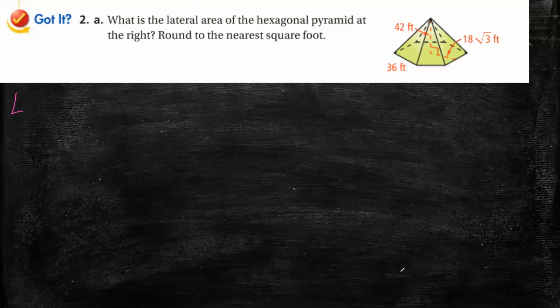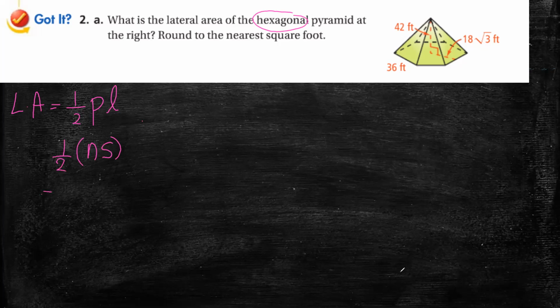We said before that the lateral area is half the perimeter times the slant height. Now, how can we find the perimeter of a hexagonal shape? I'm multiplying 6 by 36. And half times how many sides? We have 6 sides. And what is the length of the edge here? It's given, 36. Then I found now the perimeter.